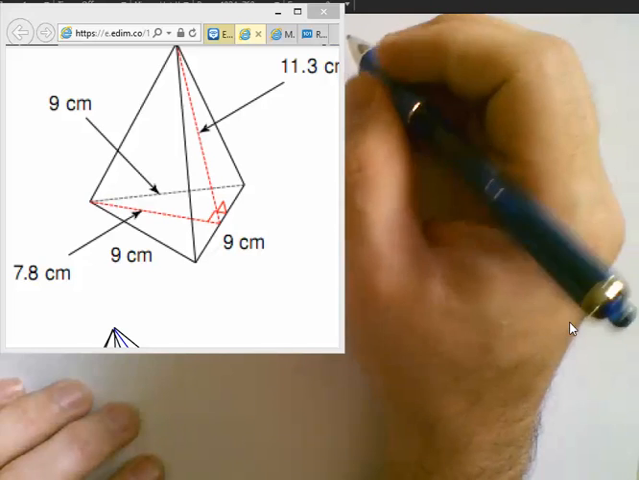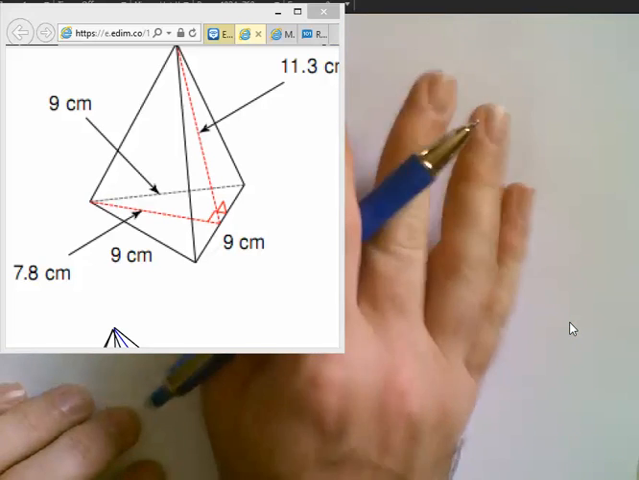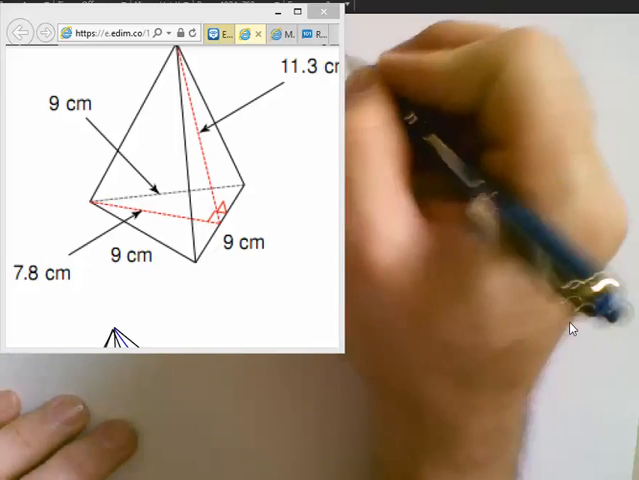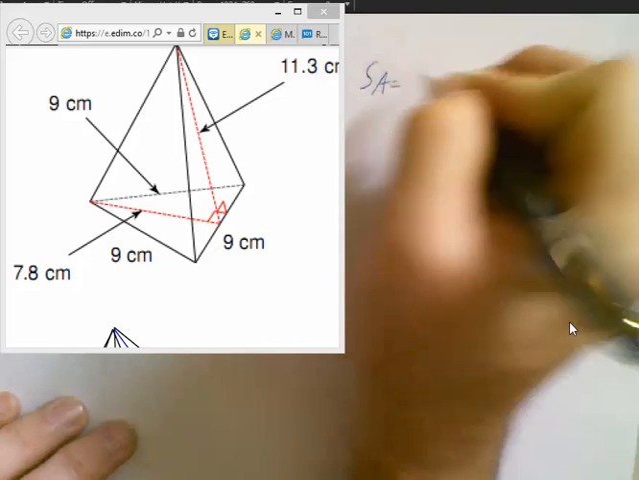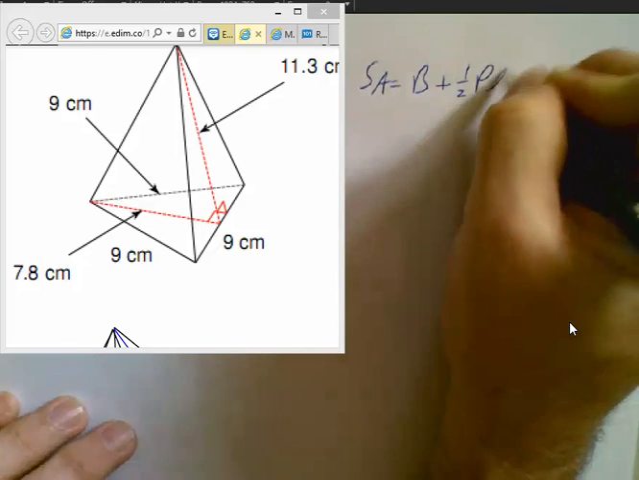We developed it together by unfolding it, or I pushed it against the whiteboard and made it fall down basically, and we broke down all the areas and we came up with this formula. Surface area for the pyramid was big B plus 1/2 P times L.